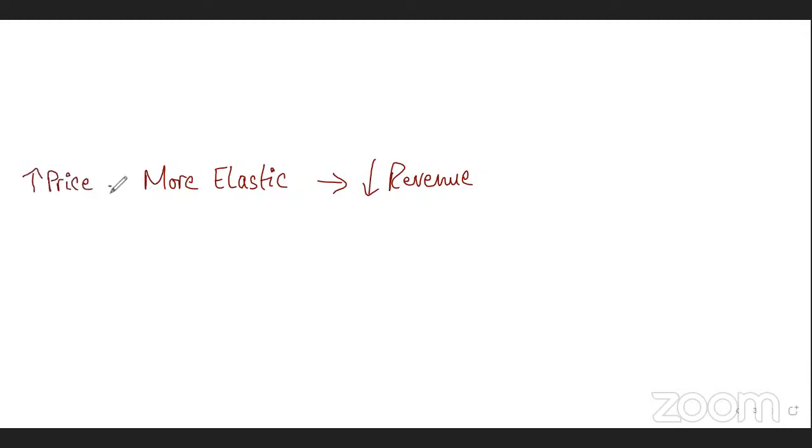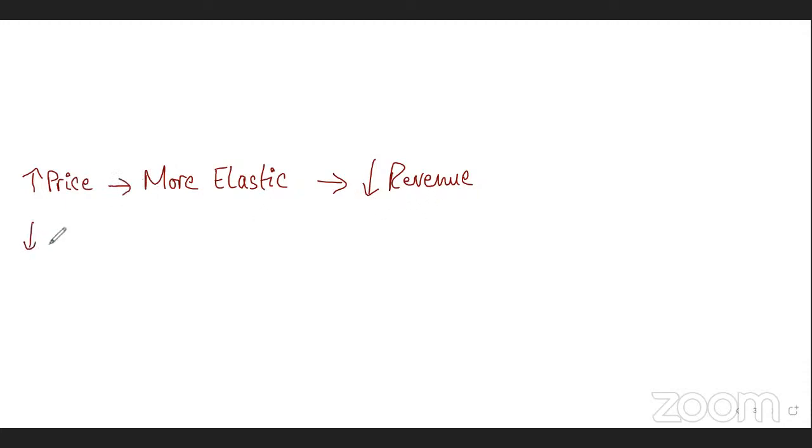I did tell you that in the case of more elastic, when price increases, what happens to your revenue? Your revenue decreases, right? Why would your revenue decrease? Because demand is more responsive. So when price increases, your revenue would fall. People will give up on the quantity. So when the price is increasing and it's more elastic, your total revenue would decrease.